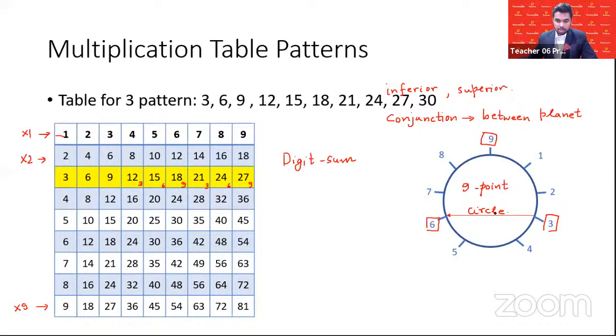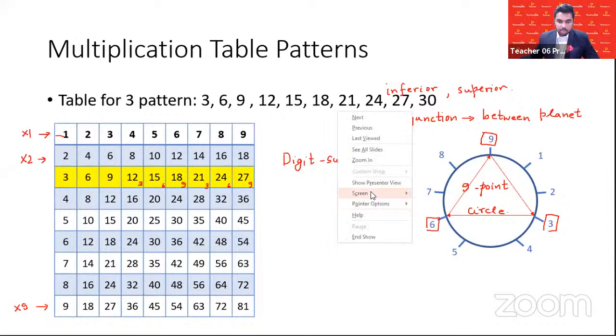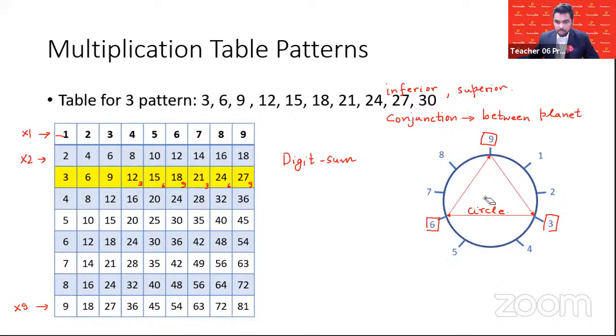You can see the arrow starting from 3 to 6, then 6 to 9, and then back from 9 to 3. So it will be along this particular triangle that you will see the particular multiplication table of the number 3.